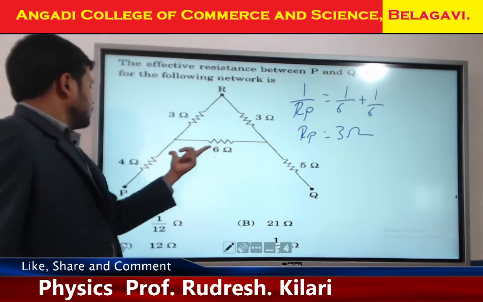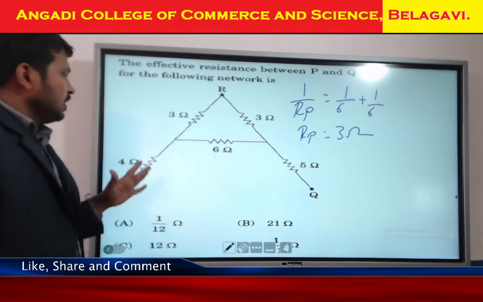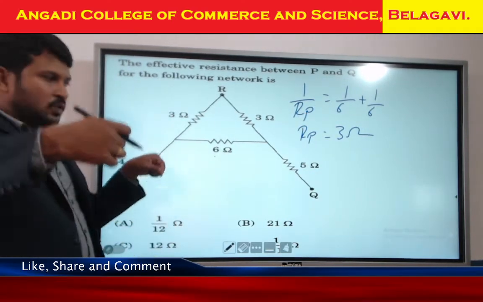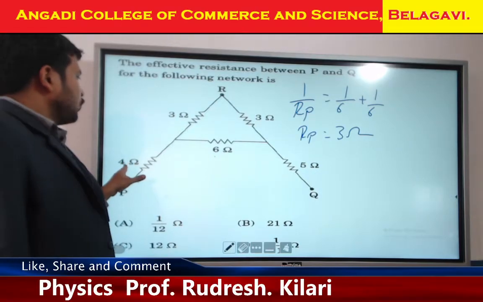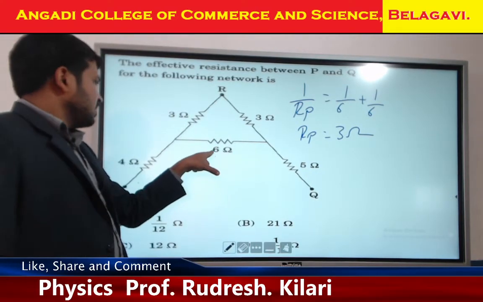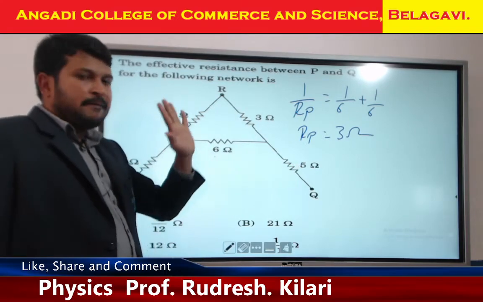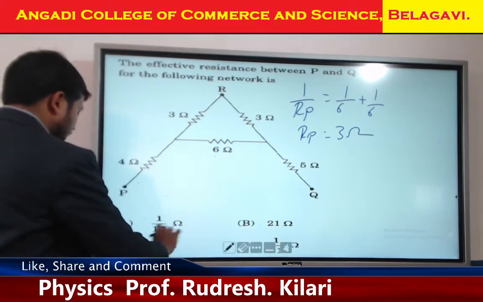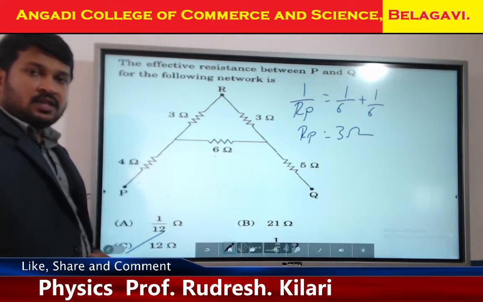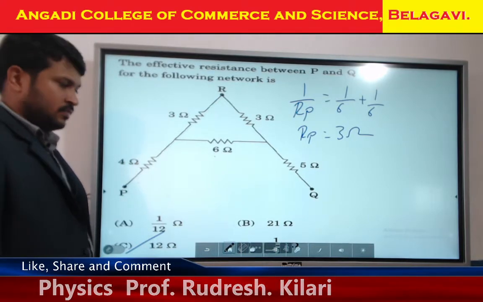Now this 3, how is it connected? It is again in series. Add 4 plus 3, 7. 7 plus 5, that is 12. What is the answer? 12 ohm. Answer C is the right answer. 12 ohm is the answer. Questions?